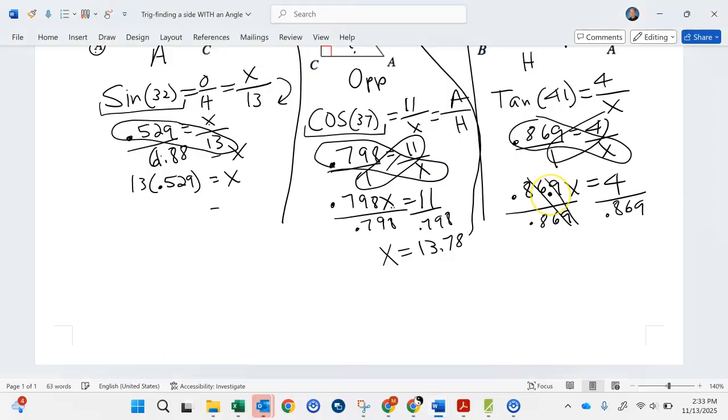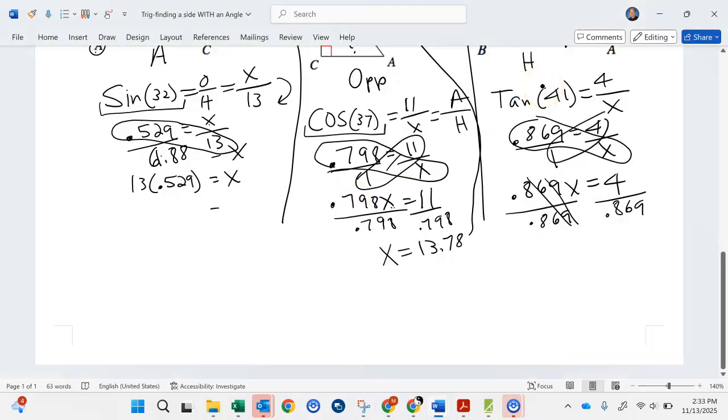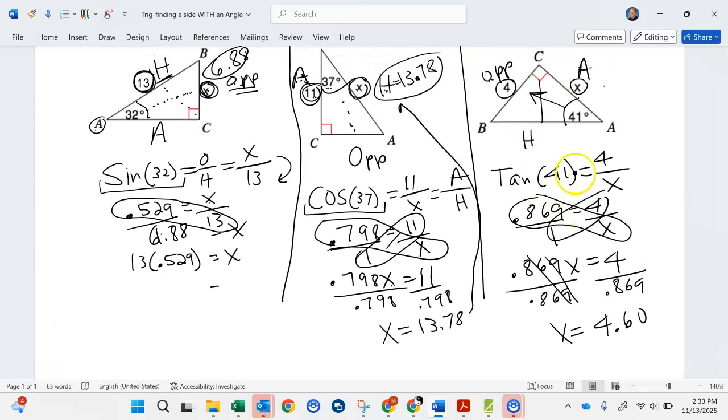Okay, wait, I got 4.6. So that means X equals 4.6, okay? That one is right there, 4.6 right there. Okay, all right, so that's how you do it, guys.